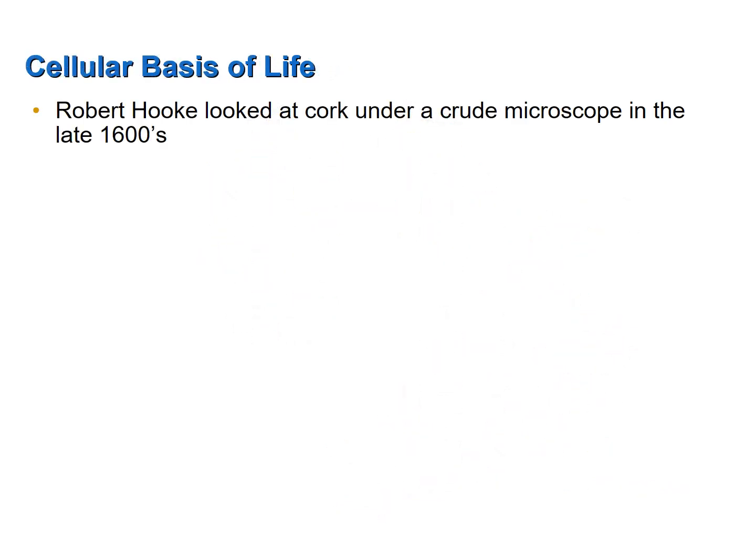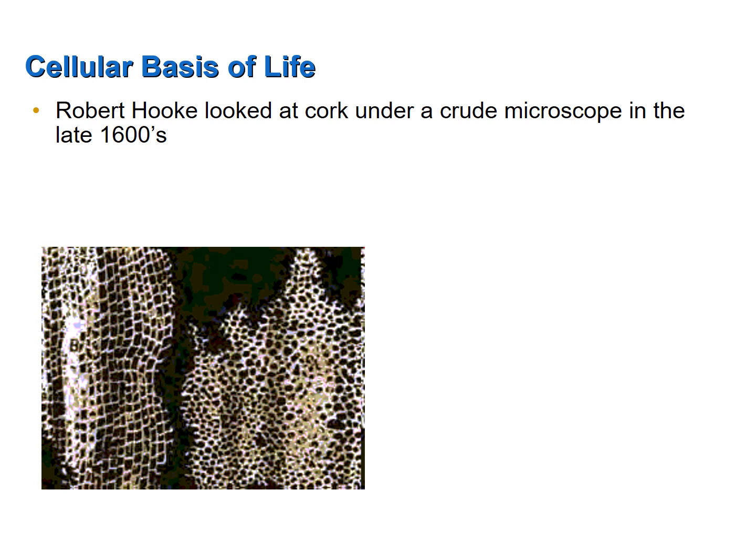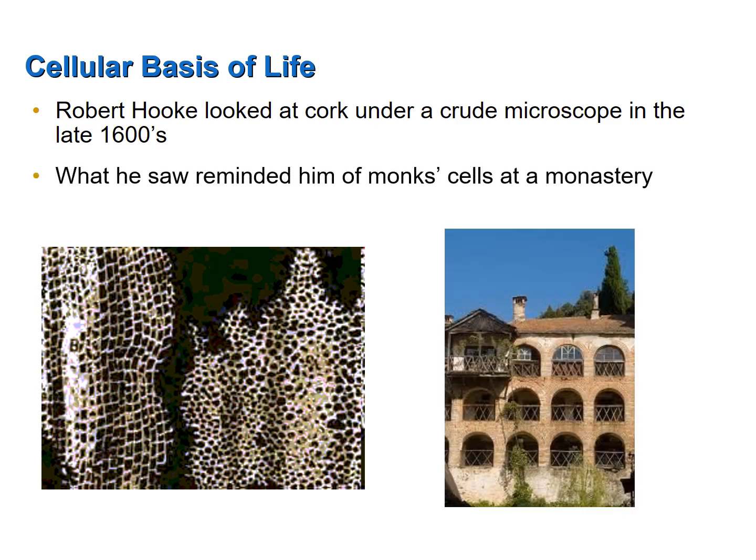Back in the late 1600s, a curious fellow by the name of Robert Hooke looked at cork under a crude microscope. And what he saw looked something like this. The cork cells themselves had long since died, and what remained of them was the cell walls, which were basically an outline of their former glory. What Hooke saw reminded him of the living quarters of monks at a monastery, which were called cells, and it is from that observation that we have the name for the basic unit of life, the cell.